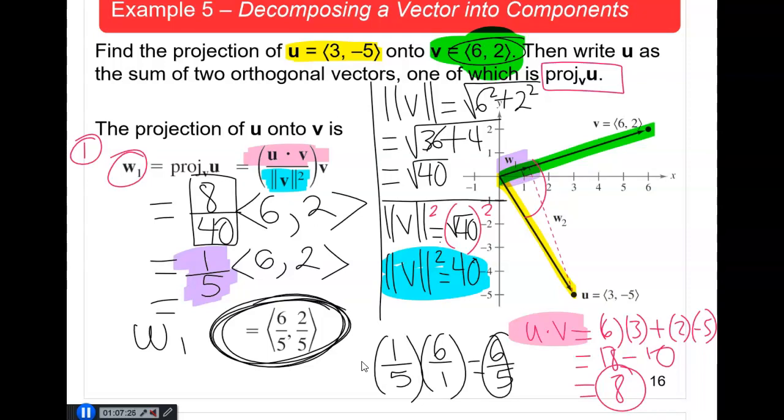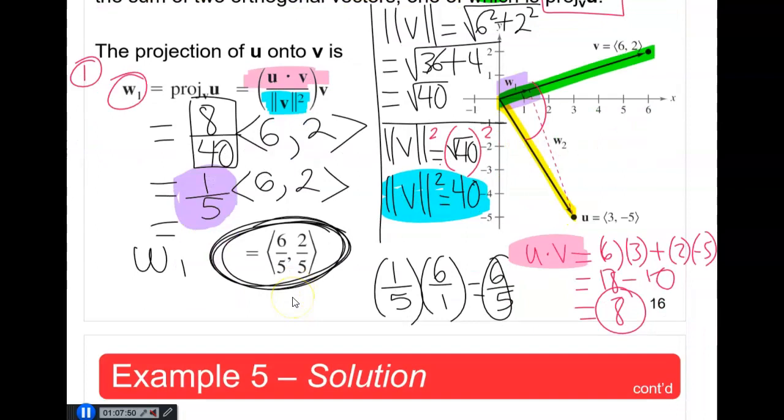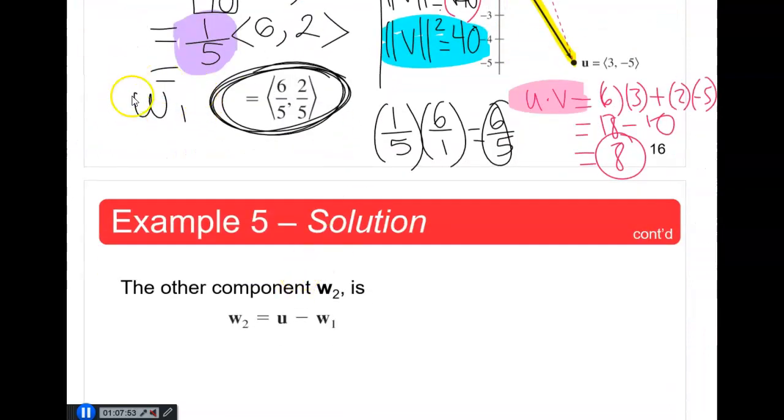And so it just happens because the scalar is 1/5, is smaller than 1. W sub 1 is actually shorter in length than vector v. So it doesn't have to necessarily be an extension as in longer, but it could also be like a reduction of that vector in terms of length. So now that we know one of the components, which is W sub 1, we could find the second component, which is W sub 2.